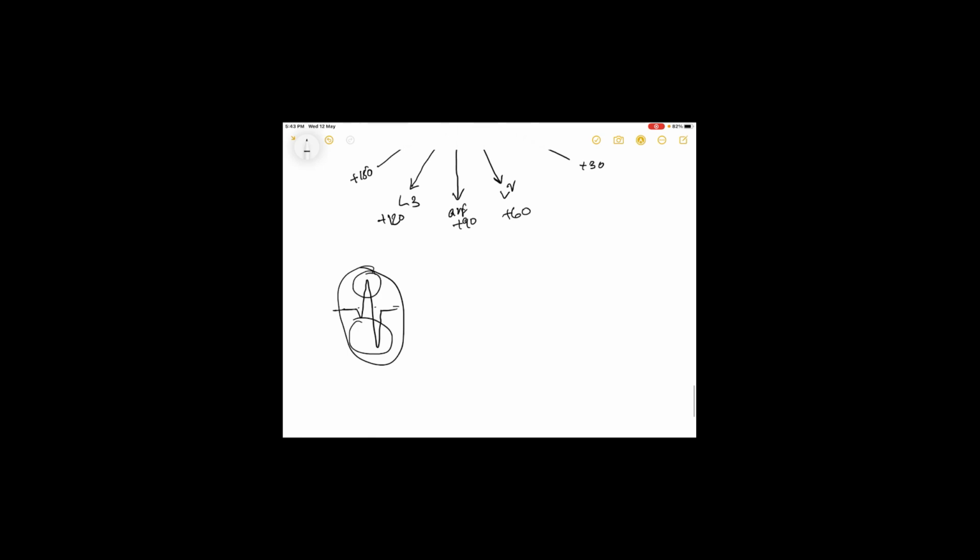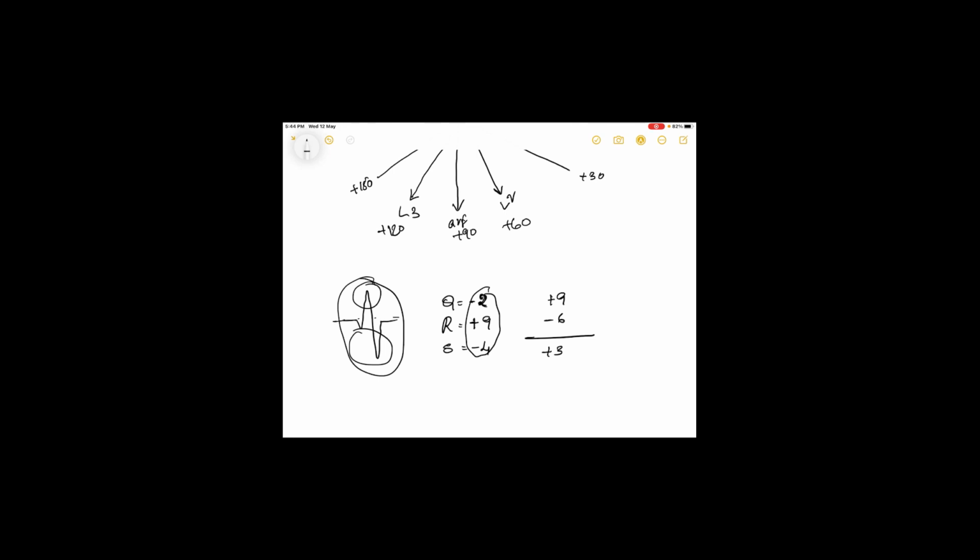Here we have to calculate the number of boxes in Q, R and S separately. For example, Q is a negative wave involving two small boxes, so it is minus 2. R is something like plus 9 and S is minus 4. So we have to sum this up. Plus 9 minus 4 minus 2 is 6, so plus 9 minus 6 gives us plus 3.